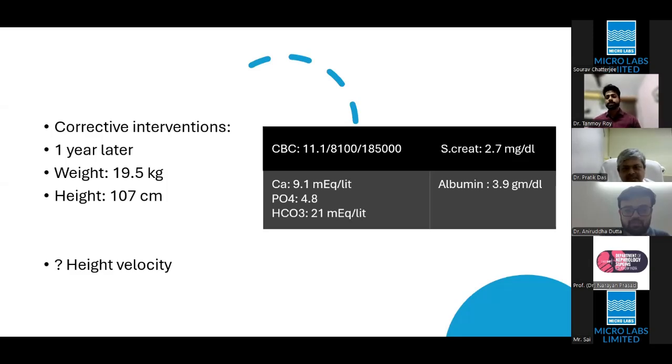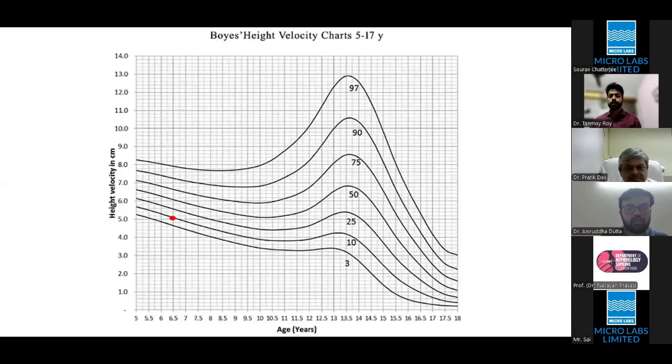Height velocity. When we plot the height velocity, that is the difference between the present and the previous height in a particular fixed period of time, this is the plotting of the height velocity of this particular child. What do you see?